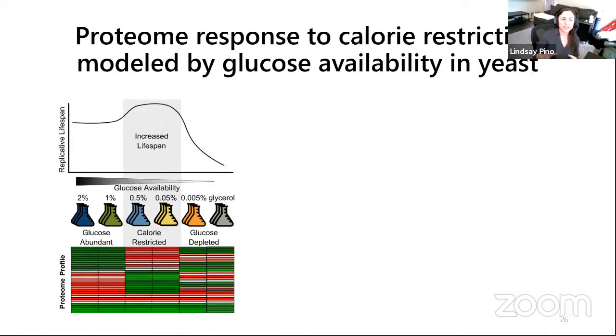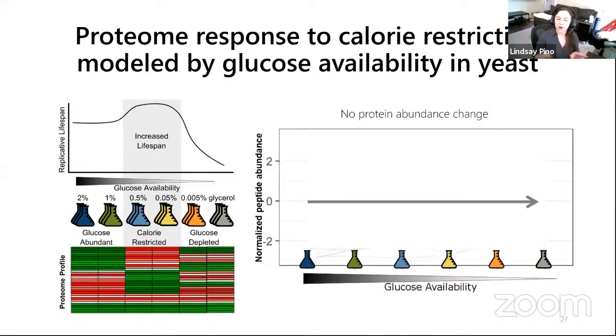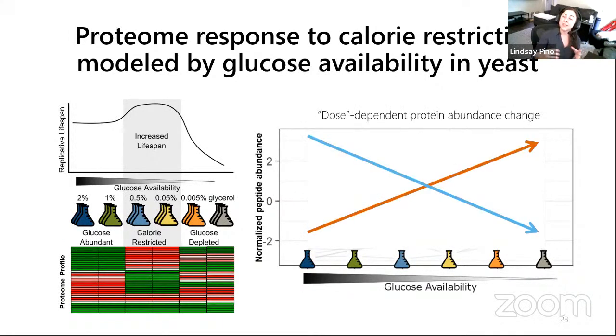And I hypothesized that across a range of glucose availability, I might see that reflected in the proteome a couple of different ways. The first would be that across availability, the peptide abundance, the protein abundance, would not change at all. These are proteins that are not affected at all by the amount of glucose. I might see a dose-dependent change in protein abundance, where maybe a particular protein is highly abundant when glucose is available and lowly abundant when there isn't glucose, or vice versa: low abundant in high glucose, and then becomes high abundant when we move to low glucose.